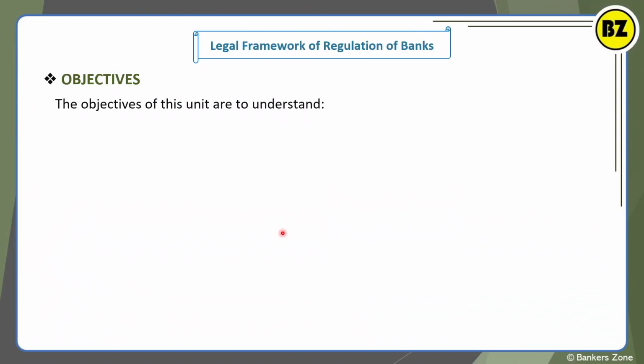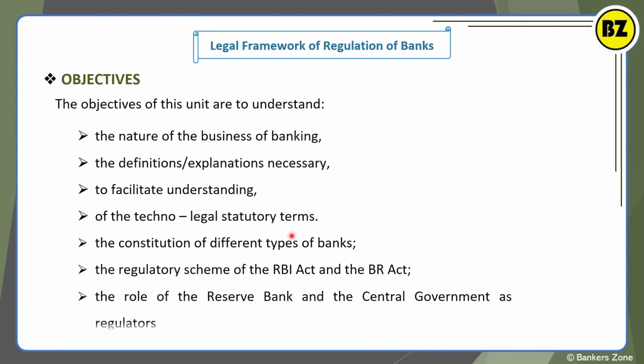After that we have some objectives. So what is the objective of this unit? To understand the nature of the business of banking, the definition and explanation necessary to facilitate the understanding of the techno-legal statutory norms, the constitution of different types of banks, the regulatory scheme of the RBI Act, the role of RBI and the central government as a regulator.